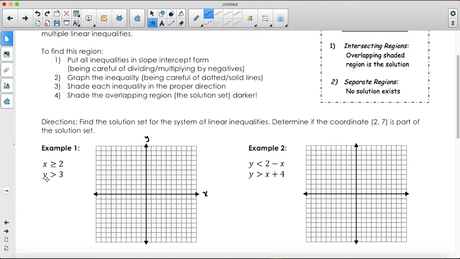We want to graph x is greater than or equal to 2. Since this is one variable, this is going to be either a vertical or a horizontal line. This I'm going to graph in pink. This will be a vertical line at positive 2. Now, since this is a greater than or equal to, this is going to be a solid line at x equals 2.